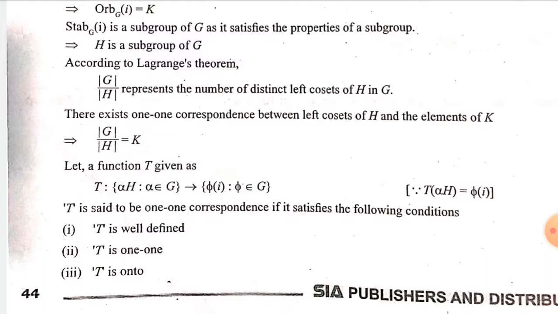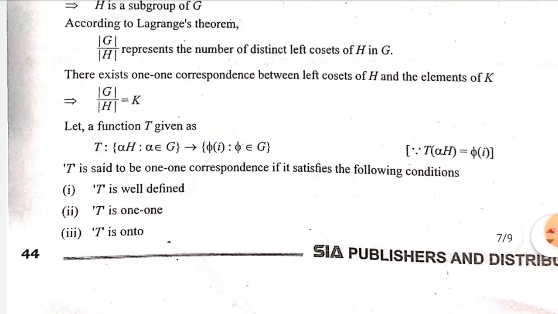Remember this form, we are going to use it in the theorem. Now to prove T is a 1-1 correspondence, we have to prove T is well defined, T is 1-1 and T is onto. The difference between well defined and 1-1 is that they are opposite to one another. For well defined, we take a equals b and prove f of a equals f of b. Coming to 1-1, we take f of a equals f of b and prove a equals b.